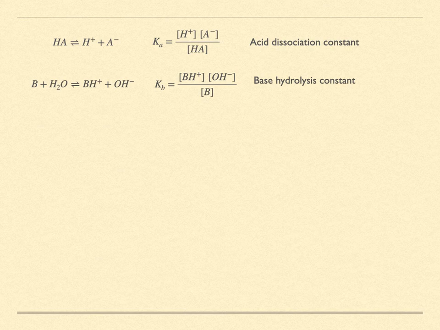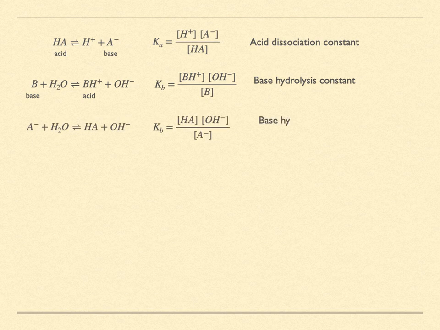Recall how these reactions are always based on an acid-base conjugate pair. A- is the base conjugate to HA. BH+ is the acid conjugate to the base B. The conjugate base of HA is really just another base. We could add it to water and it would hydrolyze just like the base B. Its reaction is the same, and we can write out the similar base hydrolysis equation for it.